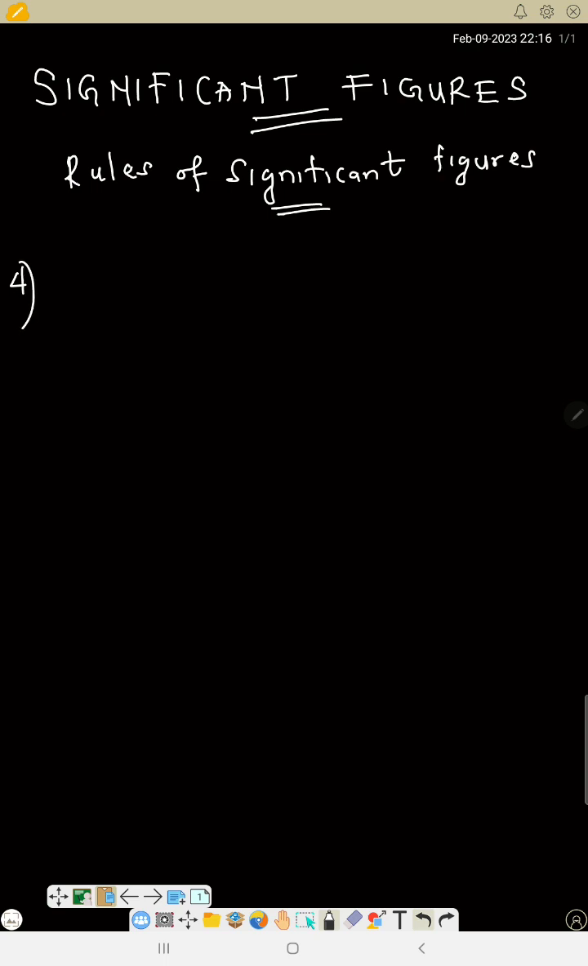We'll gather them in questions. So rule number 4: for numbers with decimal points, zeros to the right of a non-zero digit are significant. Meaning, if a number has a decimal point, any zeros you have to the right are all significant. Example: 6.00, 0.050. So now let's see it one by one.